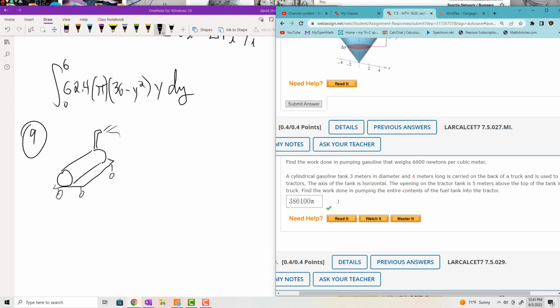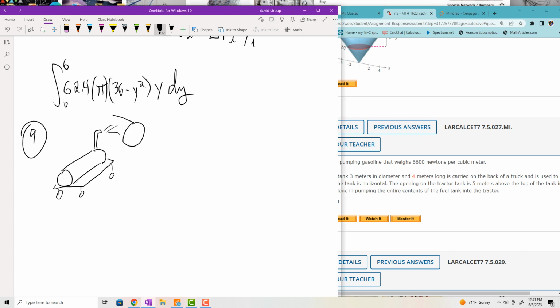Okay, so the tractor ultimately is going to be kind of oriented right here. I'm trying to draw a tractor. Right, here's its seat and all that jazz. And we're pumping the gasoline in this thing out of it and into the tractor. We want to pump all of that stuff into the tractor.